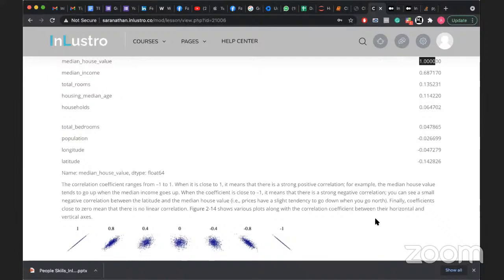Finally, coefficients close to 0 mean there is no linear correlation. Please remember this. When the coefficient is close to 0, it means there is no linear correlation. It doesn't mean there is no correlation. It just means there is no linear correlation.